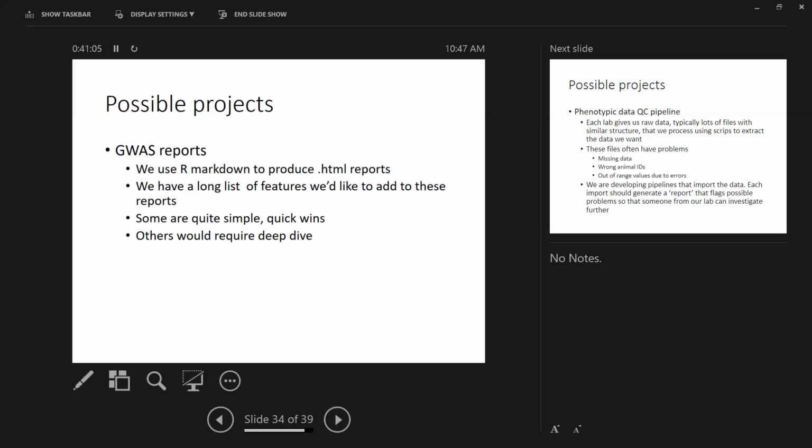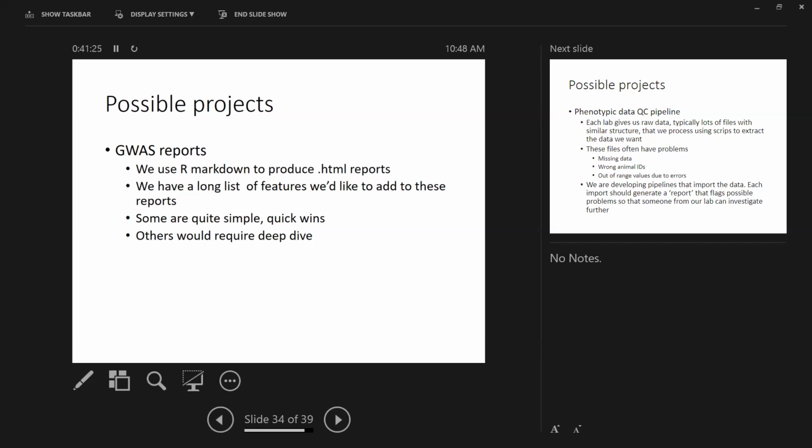So there are a lot of individual jobs, some of which are probably pretty simple. I wrote quick wins here because they might only take a week or so to set up. Others would be deep dives into improving these reports. But these reports we distribute to, as you saw, more than a dozen labs, and we want them to be really good and useful.